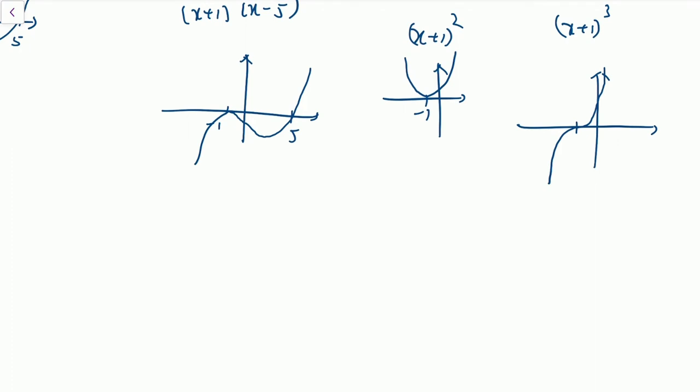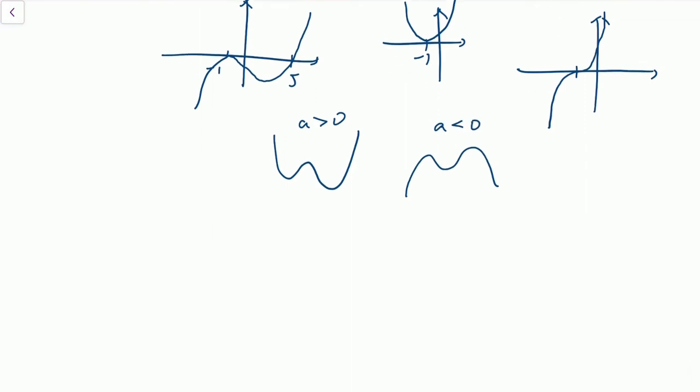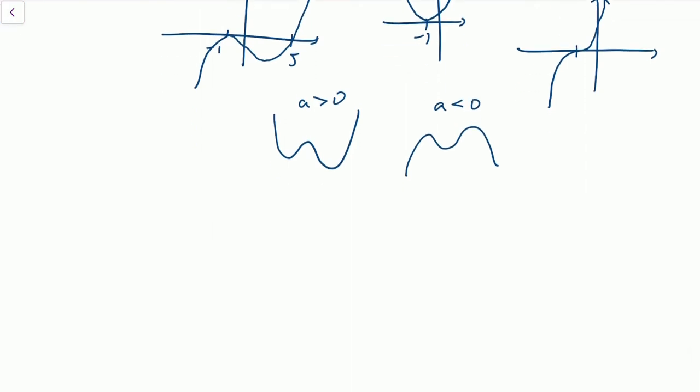In general, a power of 4 graph looks like a W, with the coefficient of x to the power 4 being positive. If it's negative, it's the other way around. While if it's power 5, we have it look like something like this. If the coefficient of x to the power 5 is positive, and negative the other way around. So you can probably guess the pattern from here.